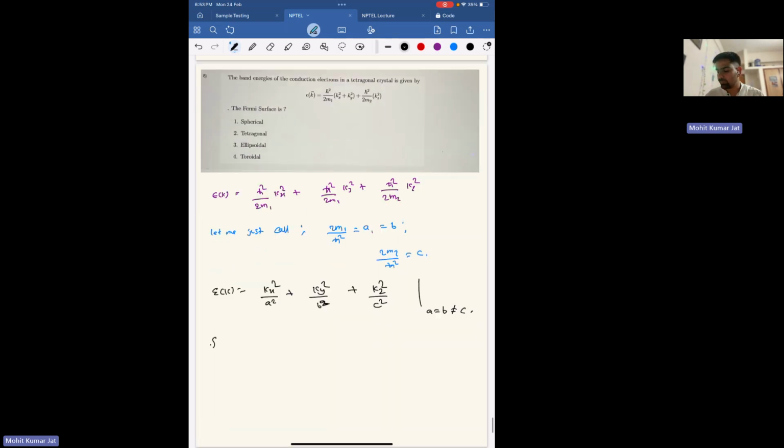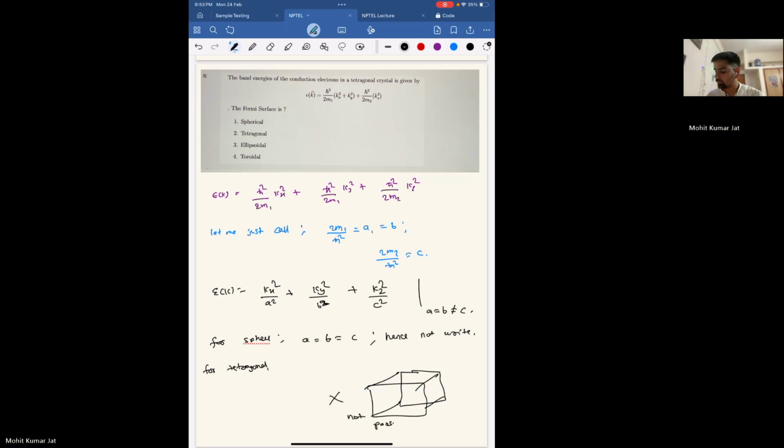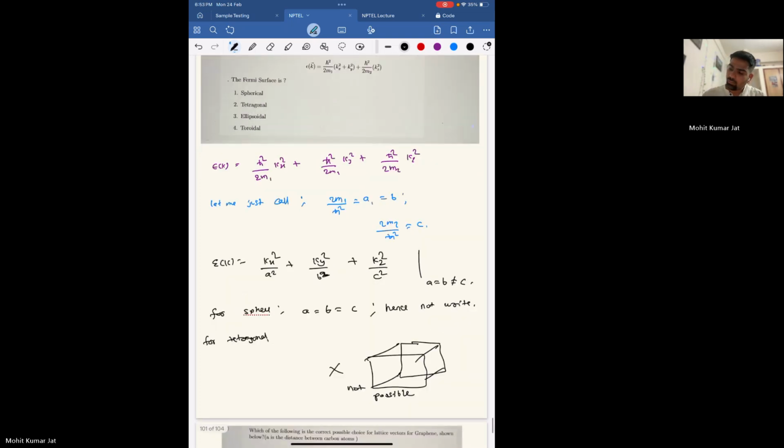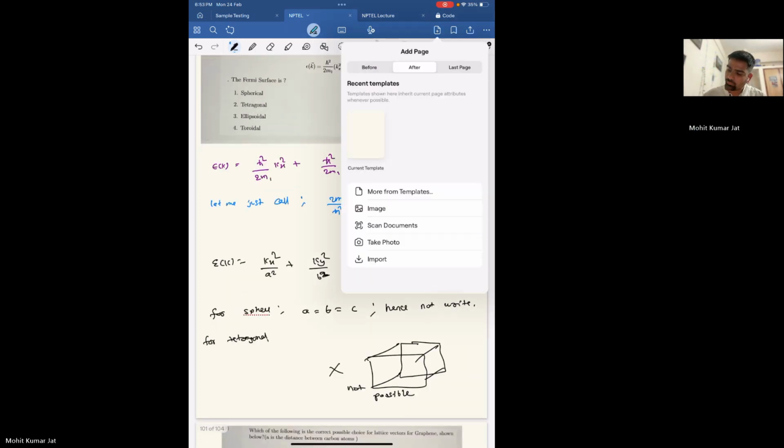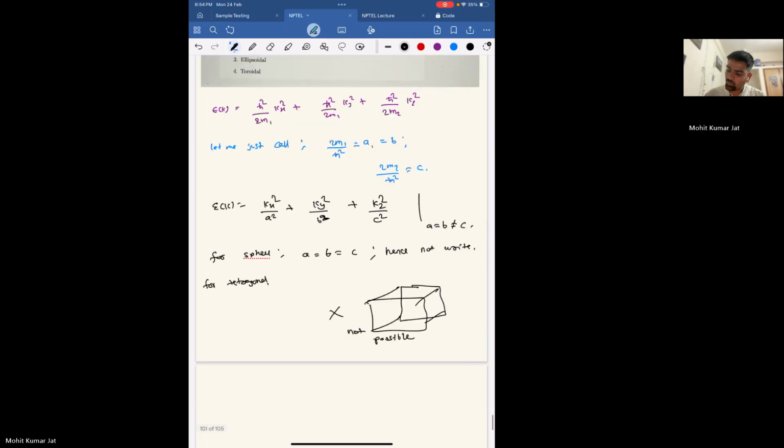Now for a sphere, a equals b equals c. Hence, not right. For tetragonal, you have a cubical kind of structure, so this is also not possible. Okay, ellipsoid. Option number three.